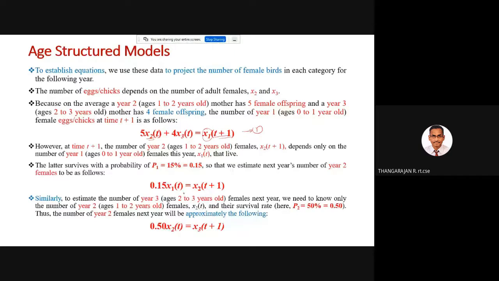And the other is how the different birds die. For example, from x1 at time t to x2 at time t plus 1, the number of birds which reach this stage is very low, say only 15%. 15% of x1 go to x2 at time t plus 1. And similarly, 50% of birds in x2 at time t go to x3 at time t plus 1. So these 3 equations are given.